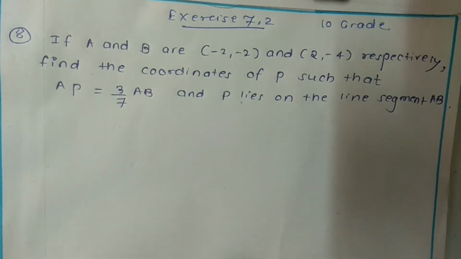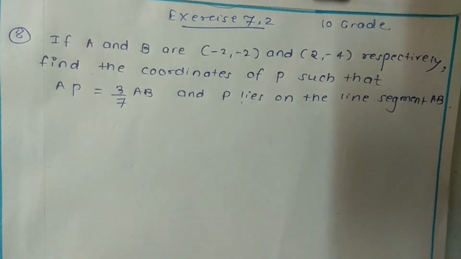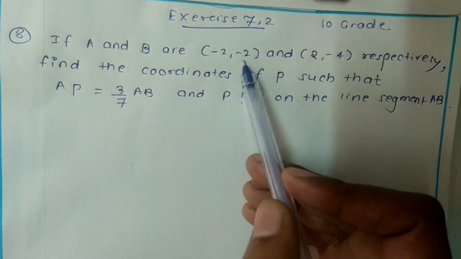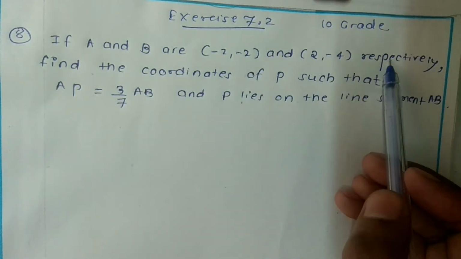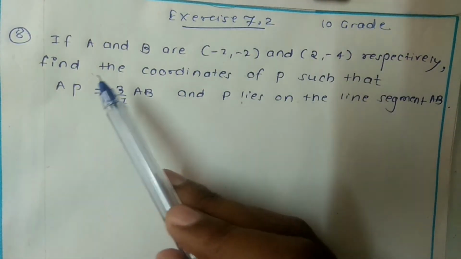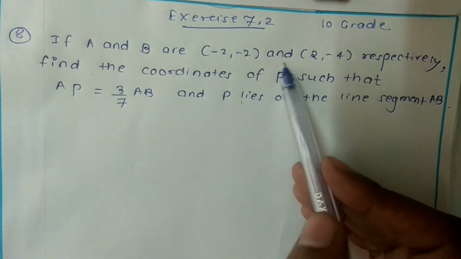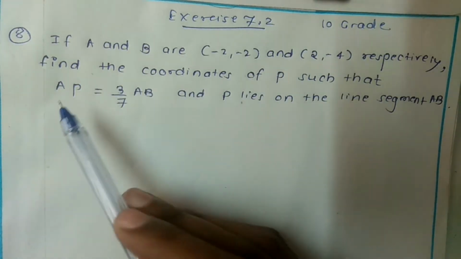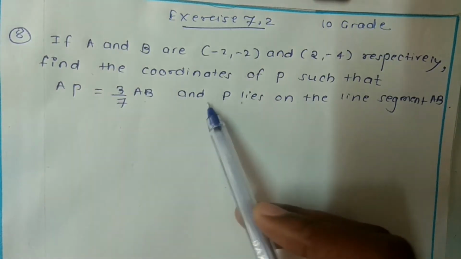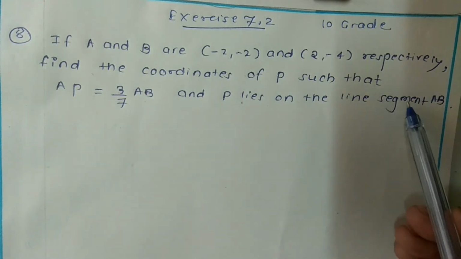So today we are going to learn exercise 7.2, question number 8. The question is: if A and B are these points, A and B respectively, find the coordinates of P. There is a point P such that AP equals 3 by 7 AB, and P lies on the line segment AB.